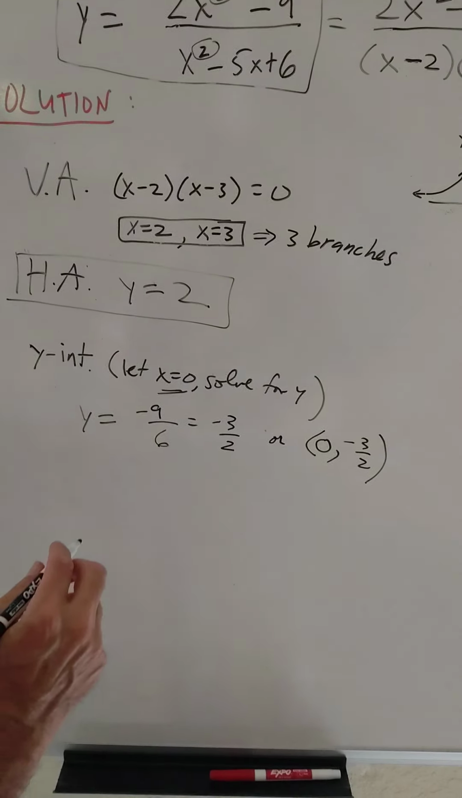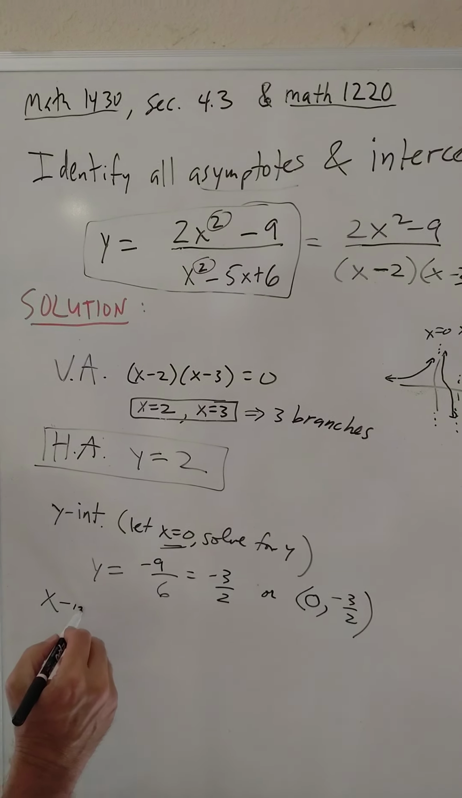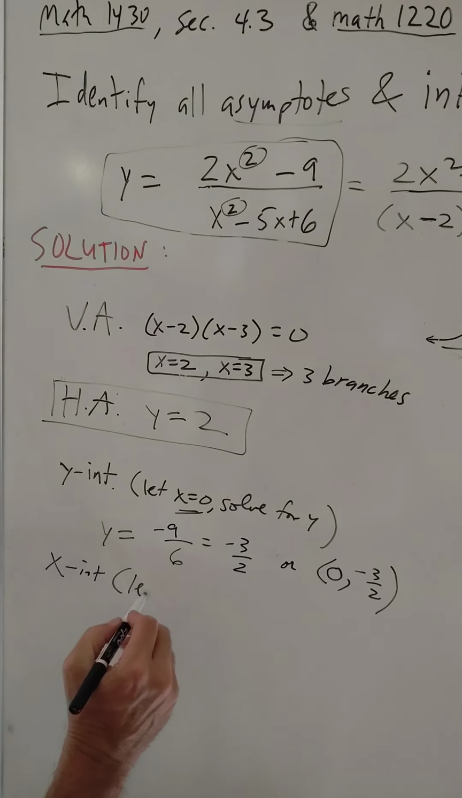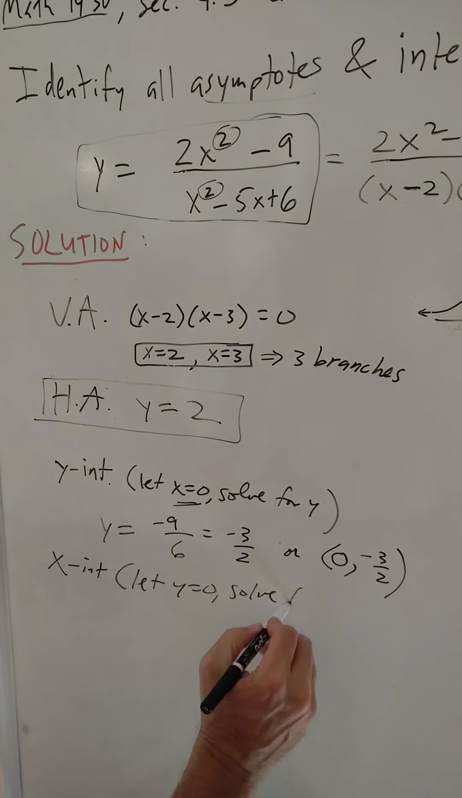Okay, and now to find the x-intercept, let me write that over here. Here's the rule. Let y equal 0 and then solve for x.